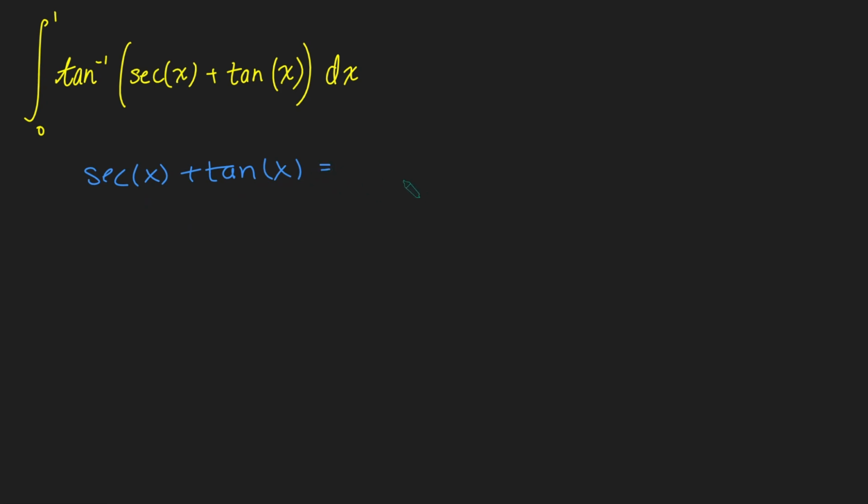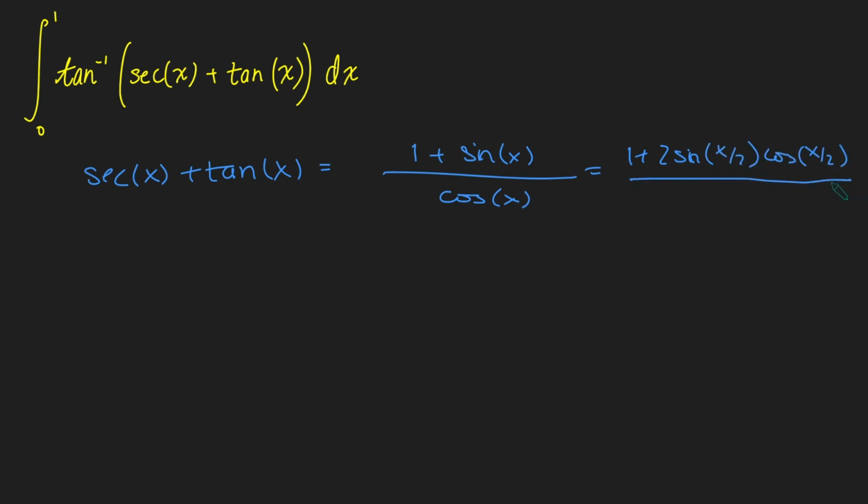Now we're going to put cos x on the denominator here, and then what do we get on the top? Well, it's just 1 plus sine x. Okay, and the trick here is I'm going to replace the x's here with x over 2's using some double angle formulae. So this is just going to be 1 plus 2 sine of x over 2 cosine of x over 2, all divided by cos squared of x over 2 minus sine squared of x over 2.